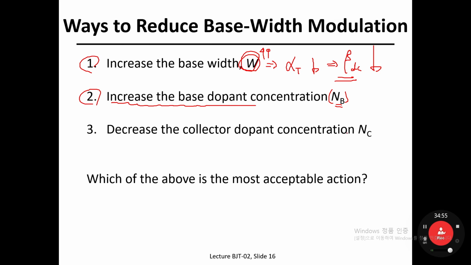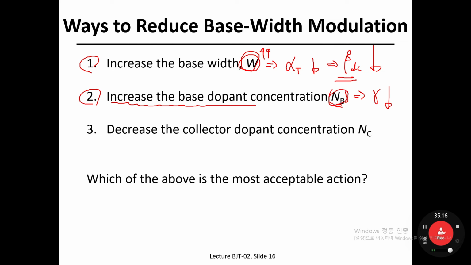That sounds reasonable. However, the disadvantage of adopting this option is this. Your gamma emitter efficiency would be degraded a lot, right? Because injected holes from emitter would be recombined with electrons in base.